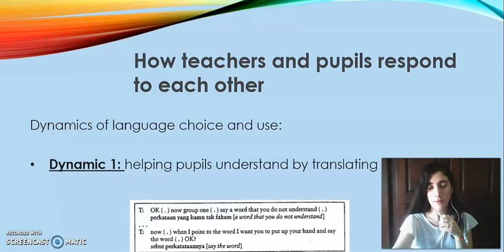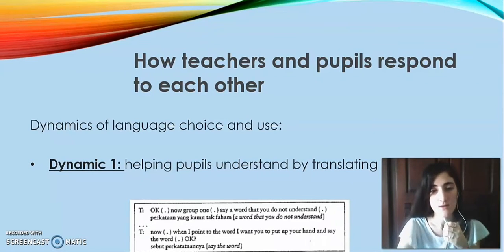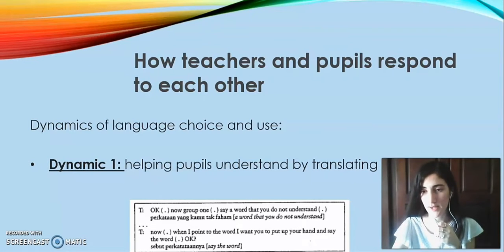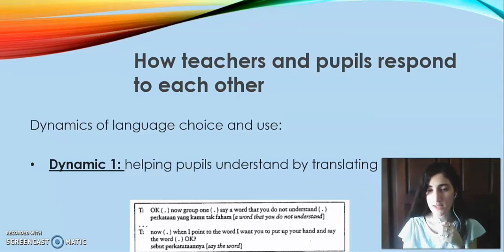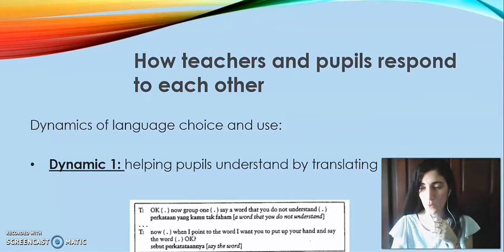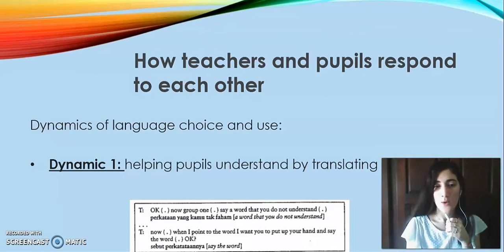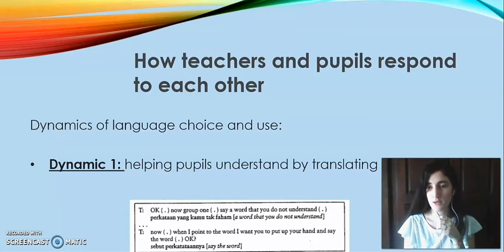In the example from the book, the teacher says, "Okay, now, group 1, say a word that you don't understand." She says this in the foreign language, and right after that, she says "a word that you don't understand" using the first language. So this is how she helps pupils understand by translating.